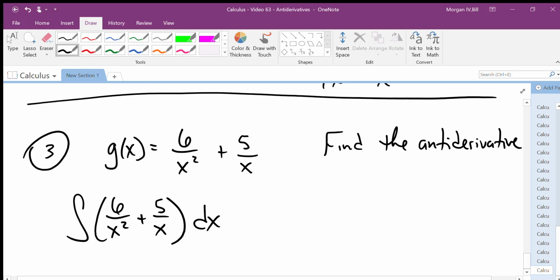Okay, if I were to take the derivative, I would want to rewrite this with a negative exponent, like 6x to the negative 2 and 5x to the negative 1. So I also want to rewrite it like this when I'm doing the antiderivative. So I have the integral of 6x to the negative 2 plus 5x to the negative 1 dx.